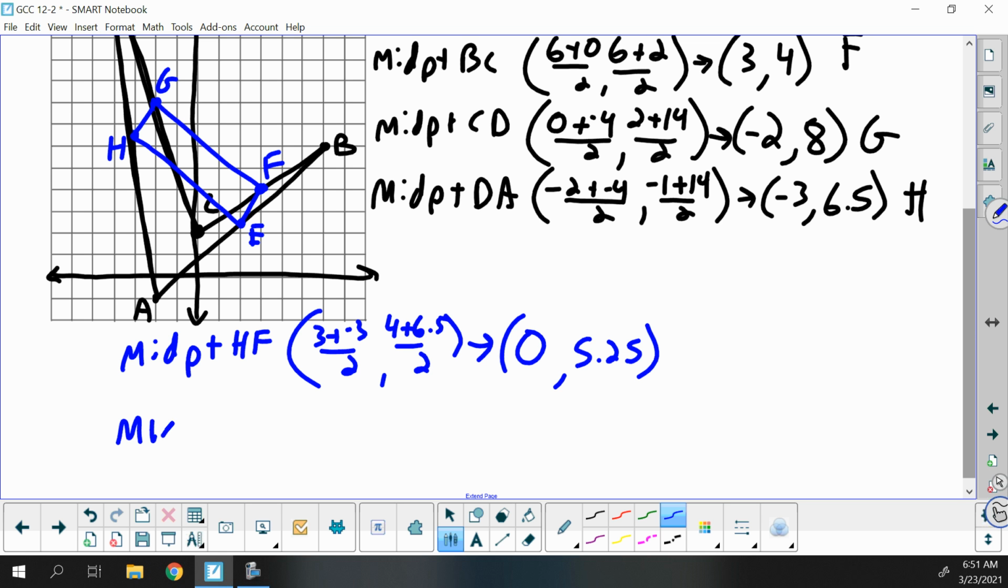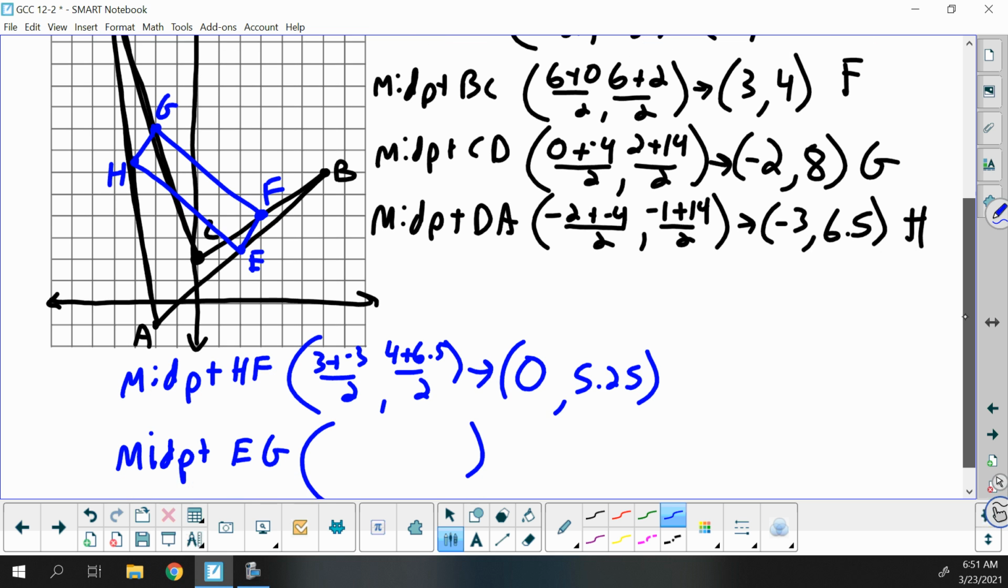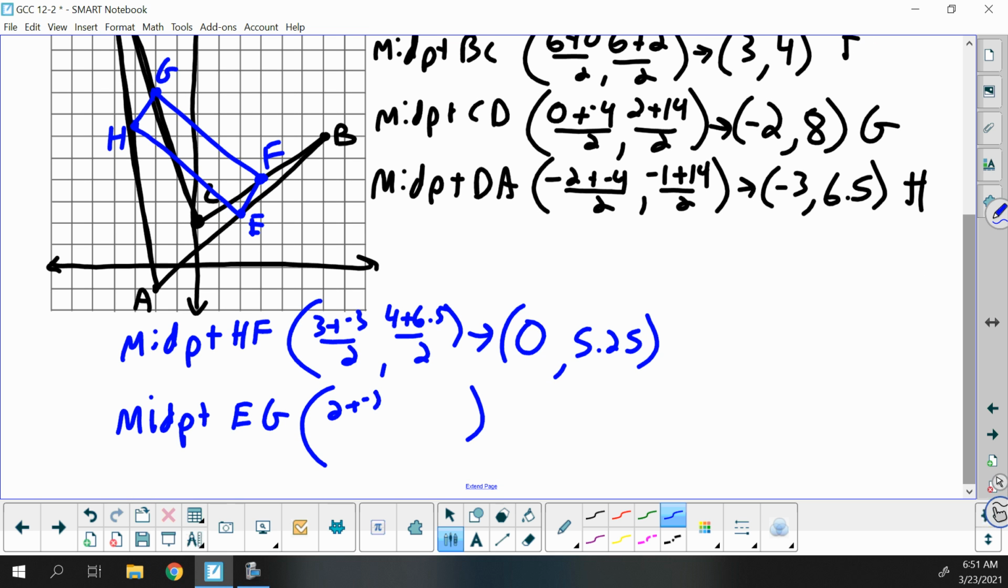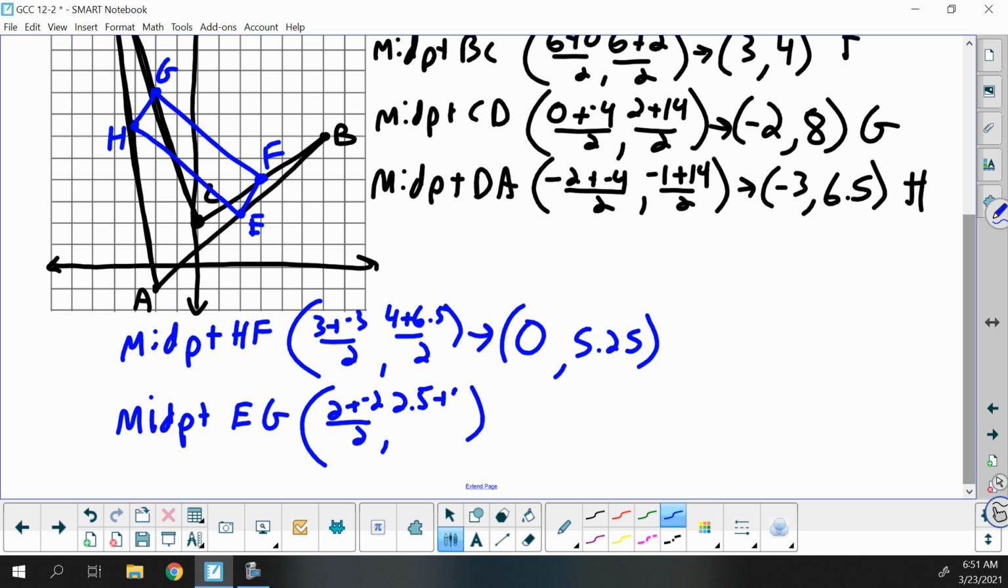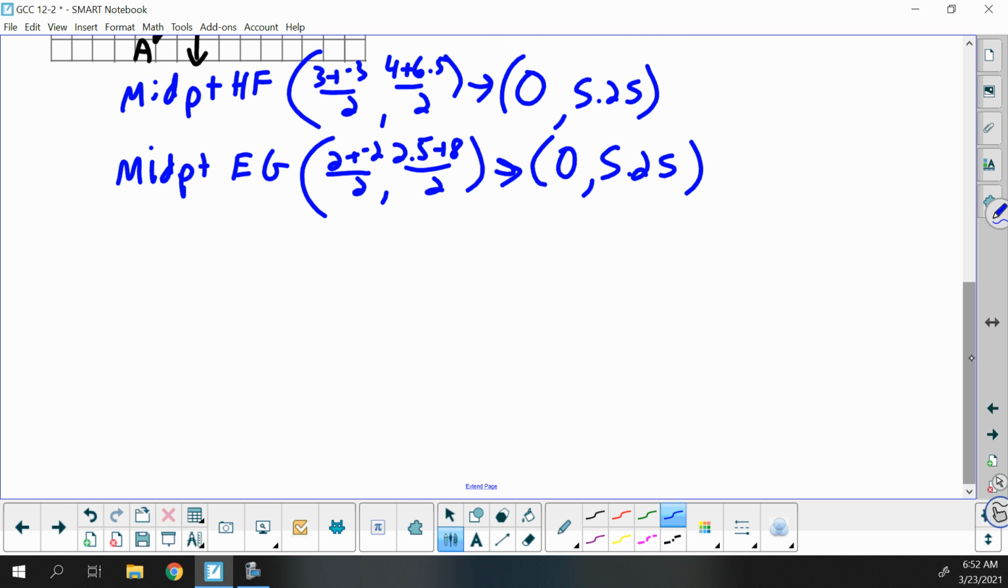And we'll do the same thing for the midpoint of EG. So for EG, our x's, we have 2 and negative 2. So 2 plus negative 2 divided by 2. And for our y's, we have 2.5 and 8. So we'll have 2.5 plus 8 over 2. 2 plus negative 2 is 0. 0 divided by 2 is 0. 2.5 plus 8 gives you 10.5. Divided by 2 is 5.25. And notice we're getting the same midpoint there, which is good.